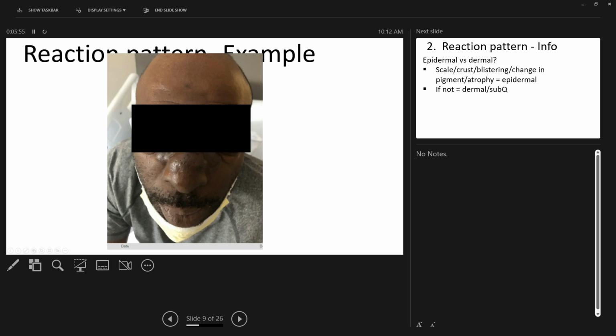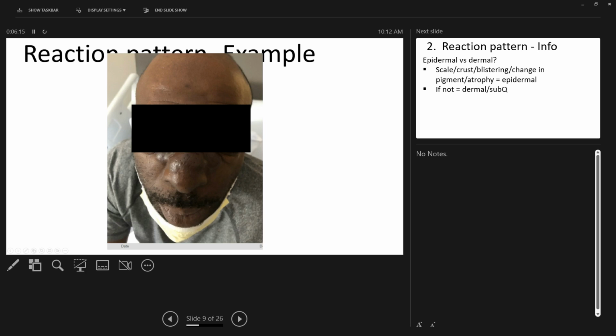So again, looking at this one, this guy has expansive plaques. You can see prominence of the pores on the nose, showing that there's expansion. You don't see any epidermal change, no scale, no crust, no blistering, no pigment, nothing. So you notice it's a dermal process. We'll go over in a second, but you can break down if something's dermal into inflammatory, neoplastic, or depositional.